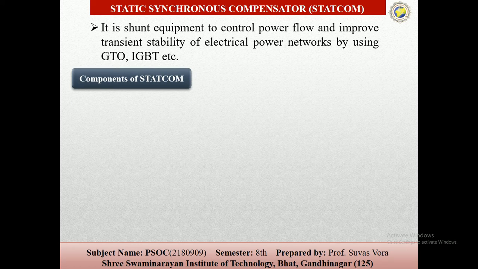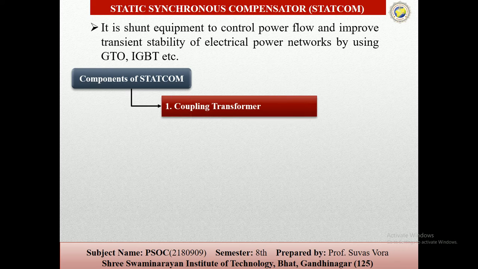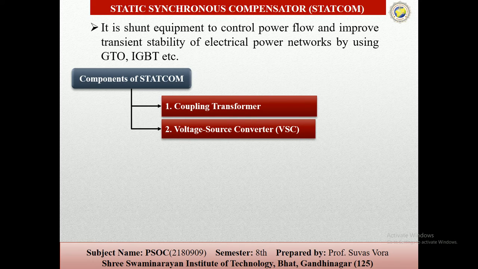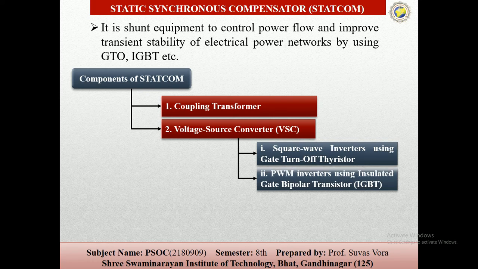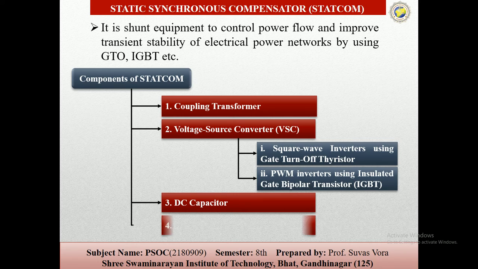Compared to other designs, this one has low noise and low magnetic impact. The components of the STATCOM are coupling transformers and voltage source converters. They have further subdivisions: the square wave inverter using gate turn off thyristors, and the second one is the PWM inverter using insulated gate bipolar transistors. Another one is the DC capacitors and the harmonic filters.